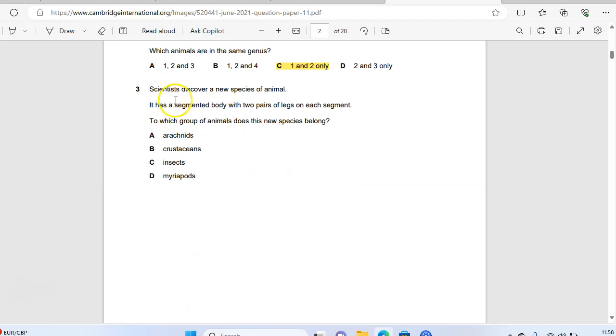Question number 3 is here. Scientists discover a new species of animal. It has a segmented body with two pairs of legs on each segment. To which group of animals does this new species belong? Alright, two pairs of legs.